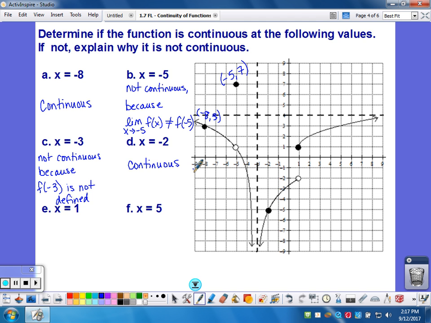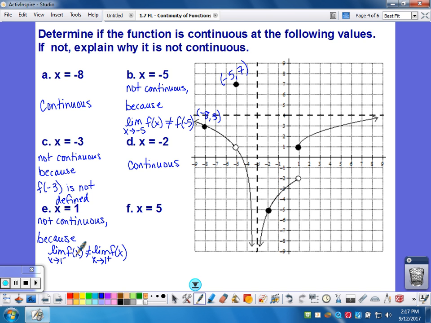If I look at x equals 1, I can see that my left-hand limit is approaching -2 and my right-hand limit is approaching 1. So because those limits are not the same, this is not continuous because the limit as x approaches 1 from the left of f of x does not equal the limit as x approaches 1 from the right of f of x. Again, make sure you use correct limit notation when you write your statement.